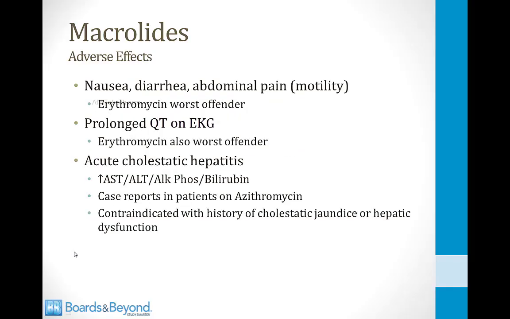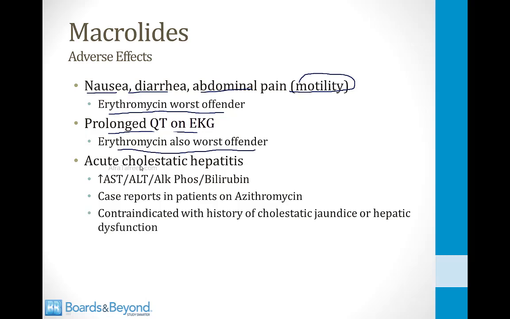Some of the side effects of these drugs include nausea, diarrhea, and abdominal pain. This is all due to increasing GI motility because, like I said before, erythromycin can bind to those motilin receptors, and erythromycin is the worst offender in terms of GI side effects. These drugs can also prolong the QT segment on the EKG. They have some potassium blocking capability, and potassium blocking drugs prolong the QT. Erythromycin is also the worst offender in this category.